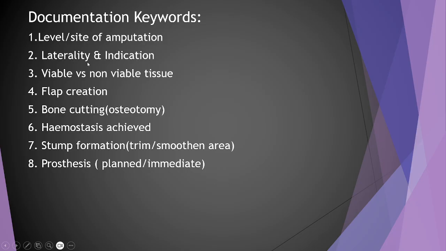So these are the documentation keywords: level and site of amputation, laterality, viable and non-viable tissue, flap creation must be there, and bone cutting like osteotomy, hemostasis achieved, stump formation, trim, smoothen area, prosthesis planned immediate. Sometimes there is another word like disarticulation. So there is a very basic difference between amputation and disarticulation. What is amputation? Amputation is removal of the limb through the bone. And disarticulation is removal of the limb through the joint area.